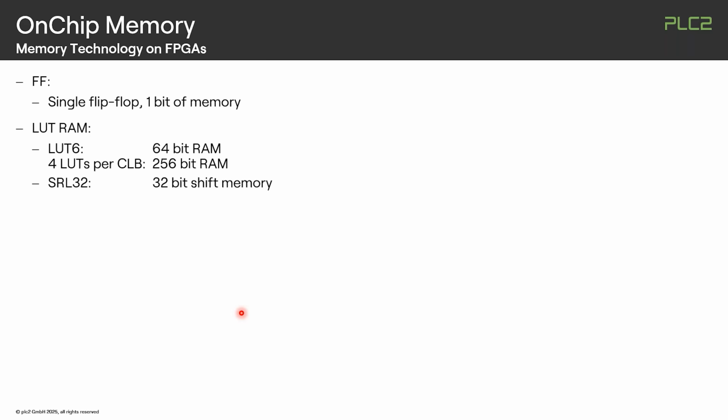Another option is using shift registers like SRL32. This would give us 32 bits of shift memory. We will later see an optimized version for FIFO.